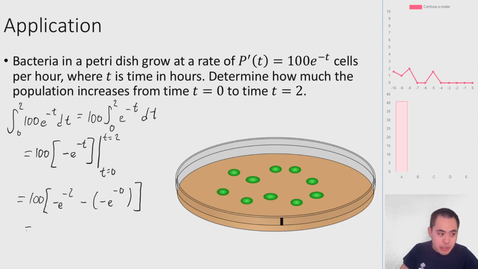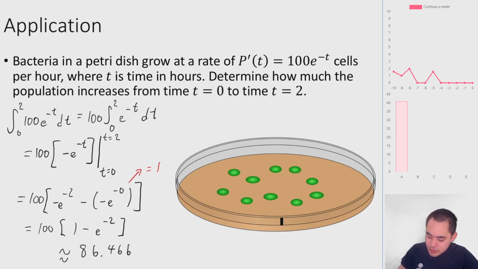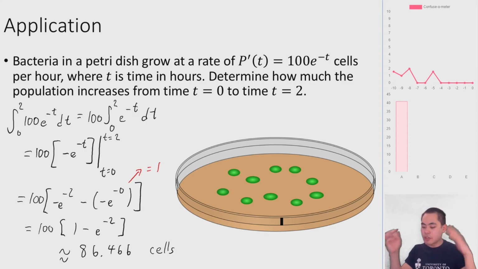When you plug those things in, you get 100 times, well, this is equal to 1 because it's something to the 0th power. And so you end up with 1 minus e to the minus 2. And if you take out your calculators, you'll find this is about 86.466. And so this is in cells, because our original function was in terms of cells per hour, and we've integrated over time, which was in hours, and so we have 86.466 more cells.